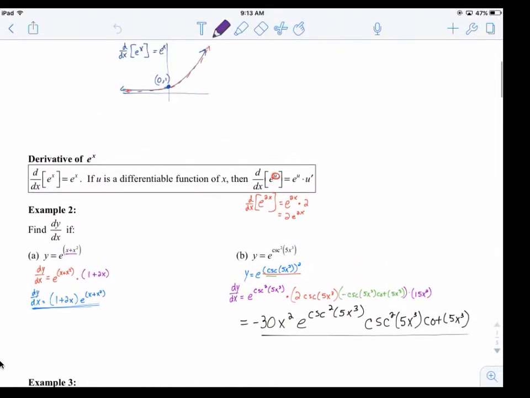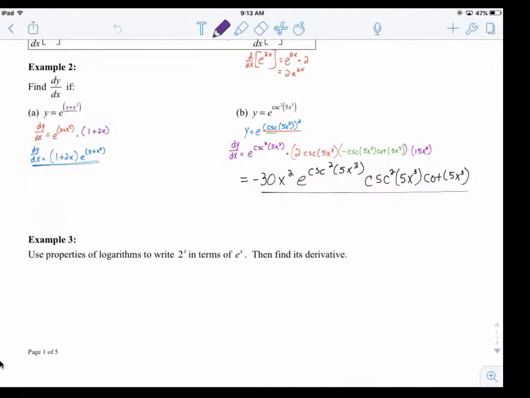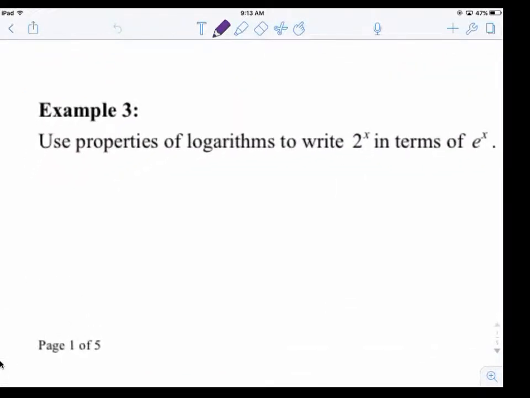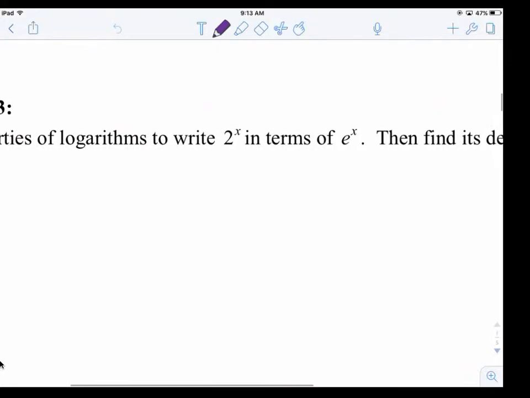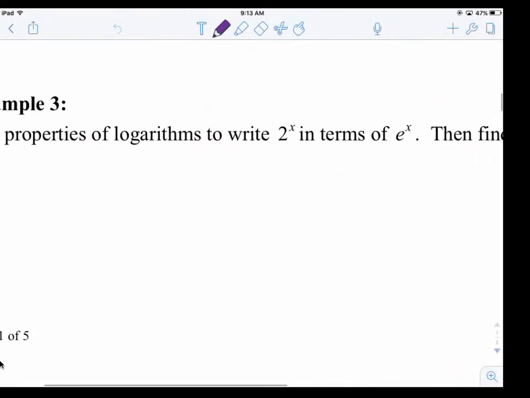dx yesterday. Pretty easy, right? Easy one to remember. All right, so moving on to another exponential. So like 2 to the x. Use properties of logarithms to show 2 to the x in terms of e to the x, and then find its derivative.